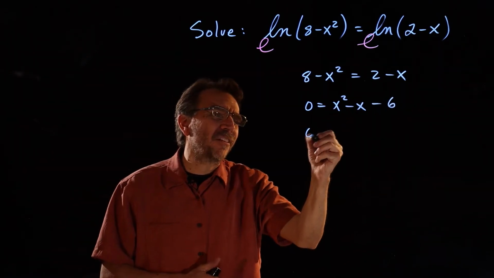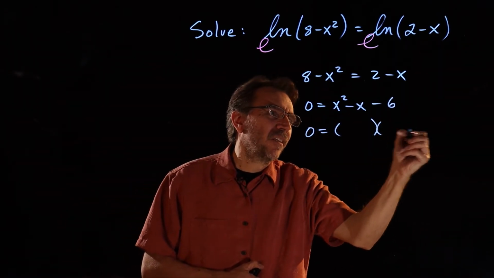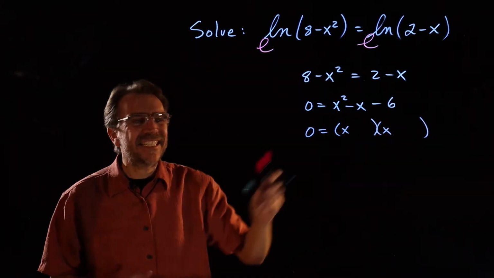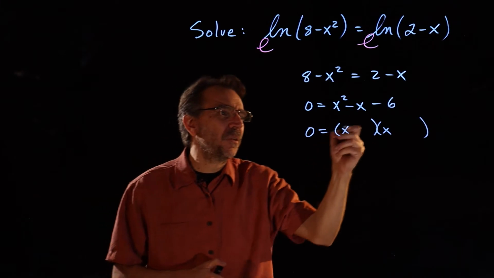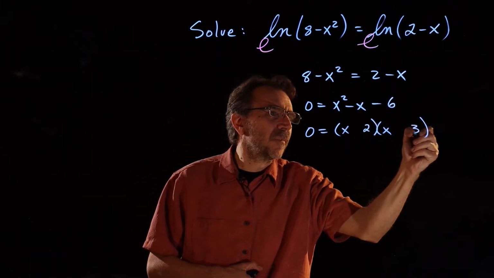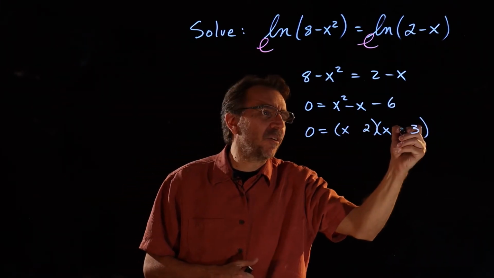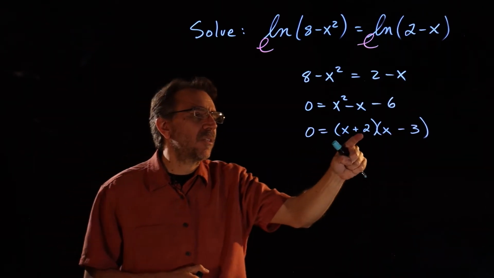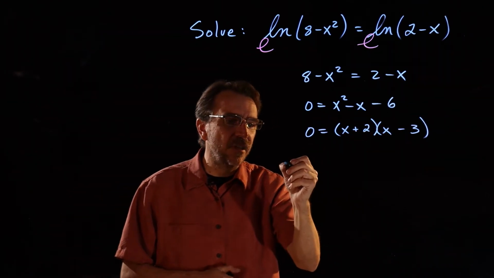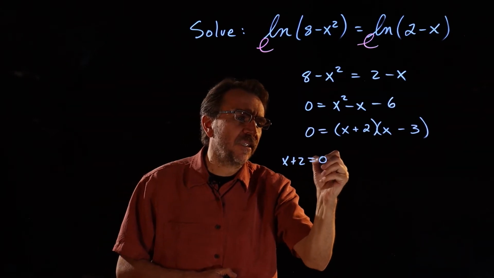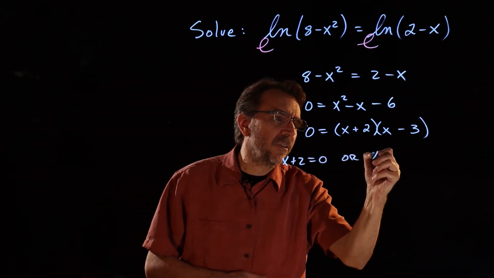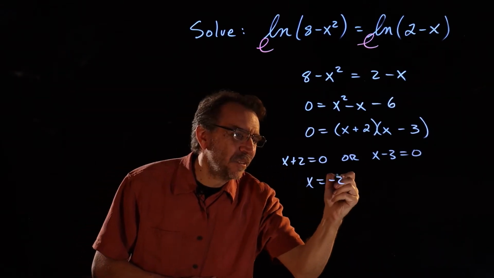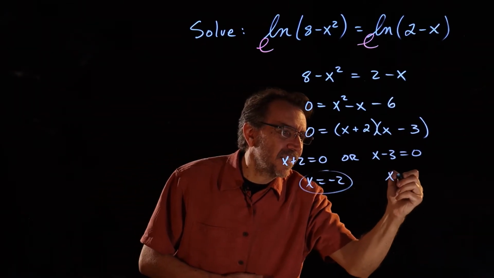Okay, so now this quadratic looks like it factors. First term first, x times x. And then 6 factors, 3 times 2. And I need it to add up to -1. So we'll make the 3 negative and the 2 positive. Positive 2 times -3 is -6. Looks good. Set each factor equal to 0. So x plus 2 equals 0, or x minus 3 equals 0. x equals -2, or x equals 3.